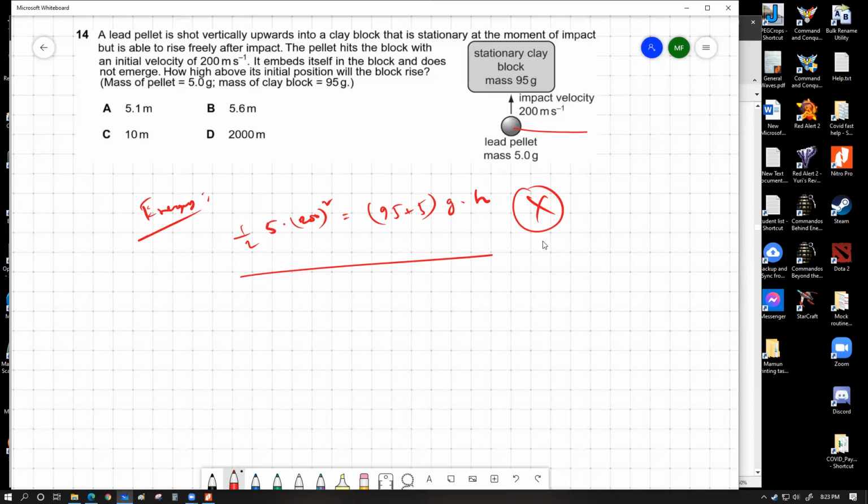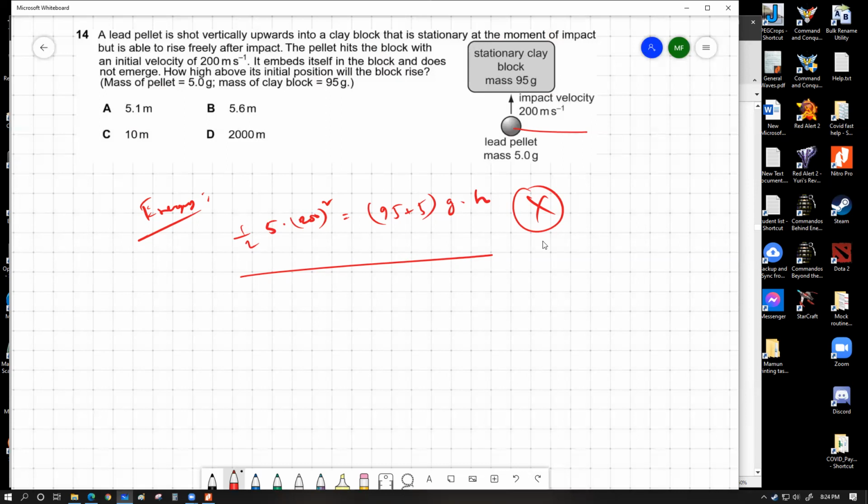Because kinetic energy will not be conserved, all the kinetic energy cannot be converted into GP. So although it looks like a very lucrative solution, this consideration would be wrong because kinetic energy in this case will not be conserved. This is the most common wrong attempt many students make and get a wrong answer.